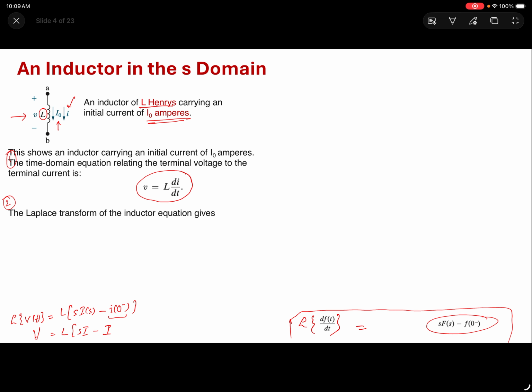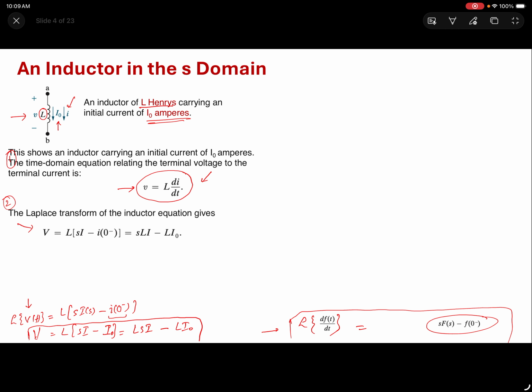So I can write it with a capital I: L times (sI minus I naught), so L times I naught. This is going to be your Laplace transformed equation. You start with the VI equation and find the Laplace transform, which again comes out to be this. All we did was apply the Laplace transform on the equation that I just did over here using this identity.